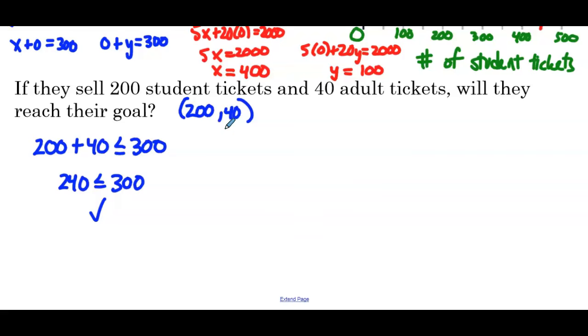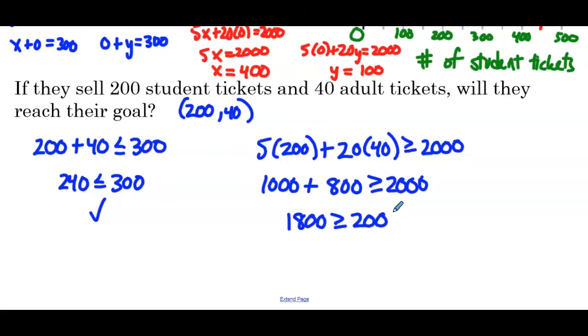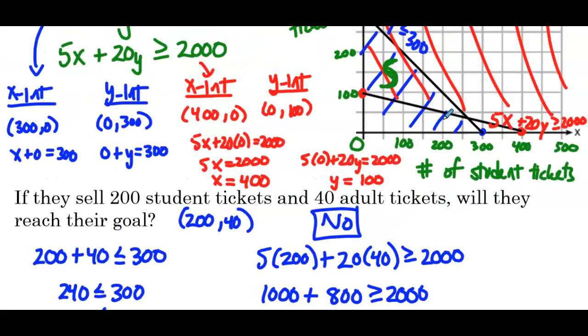Now are they going to sell enough to make their goal? So 5 times 200 plus 20 times 40, is that greater than or equal to 2,000? So is 1,000 plus 800 greater than or equal to 2,000? So is 1,800 greater than or equal to 2,000? It is not. So will they reach their goal? No. And if we go back and look at the graph, the point is definitely going to be a little bit below where that line is.